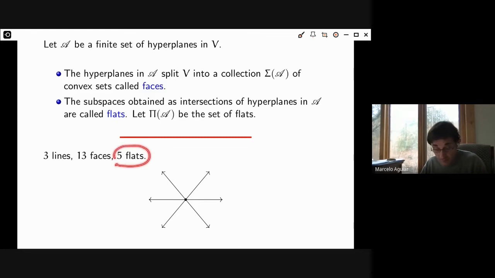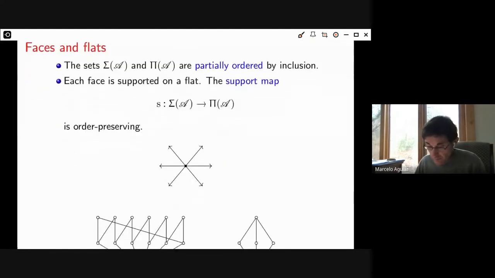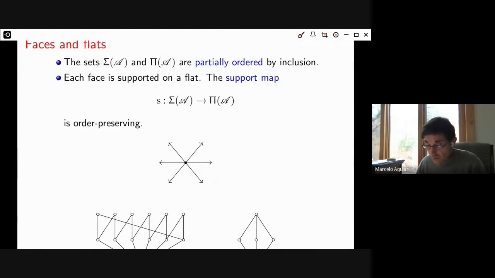So what are the 5 flats? The ambient space, that's one flat, the top flat. Then I have the 3 lines, and then I have the origin. So the origin is the only object that is at the same time a face and a flat. Starting from 3 lines, that's the arrangement, I build 2 sets, the set of faces and the set of flats. Everything is finite here.